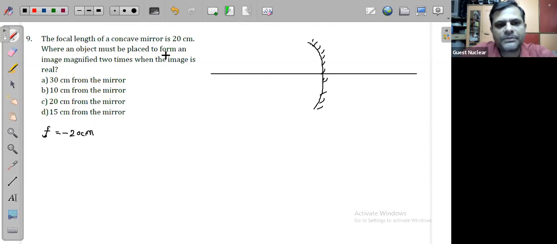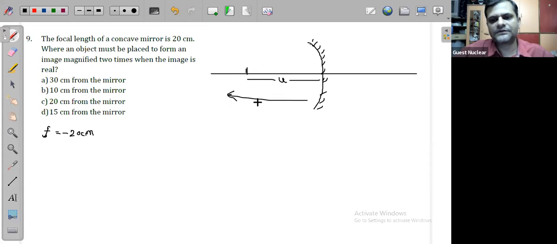Where an object must be placed to form an image. That means we have to find the object distance. Where the object can be placed, so object distance is to be found out, so that the image is magnified 2 times when the image is real. That means the image is going to be real, so the image must be on the left side here. So the image distance must be negative again. Suppose V is where the image forms, and the image must be real, and at the same time magnified 2 times.